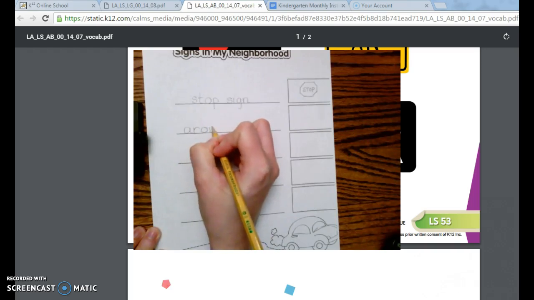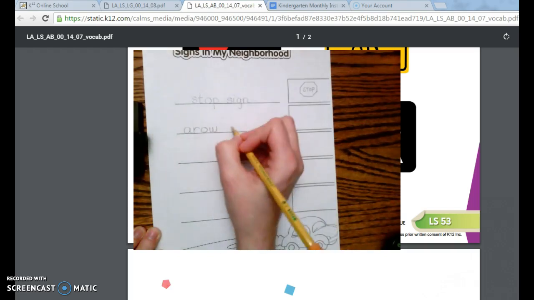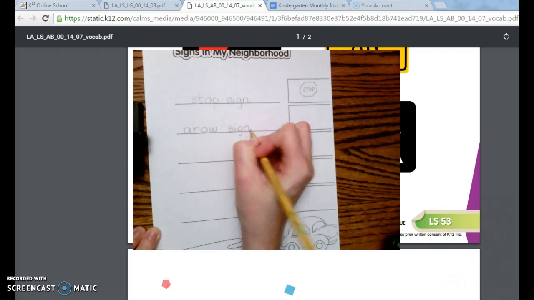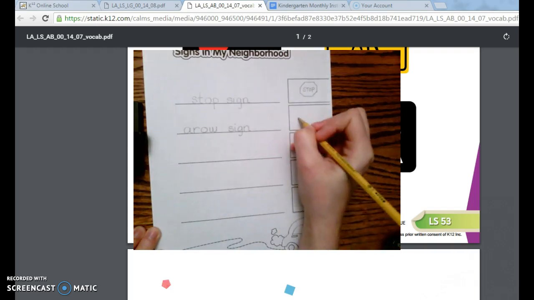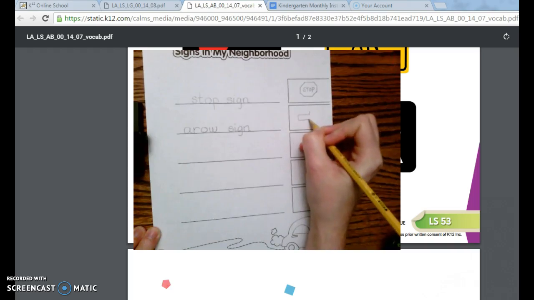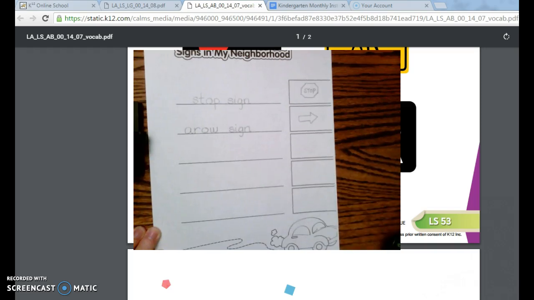This is how I hear it, and you may hear it differently. I want you to sound that word out and write it in your best handwriting. And then I'm going to write sign. So, an arrow sign, and remember the arrow sign tells drivers which way to go. So I'm going to draw that sign here. That is the arrow sign.